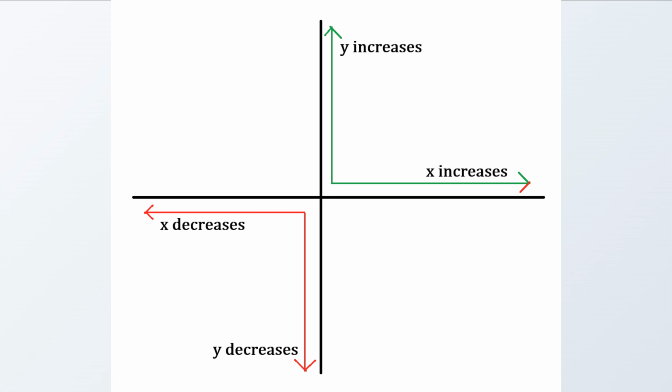Let's think about how the coordinate plane works. As you move up, y values get bigger. As you move down, y values get smaller. Similarly, as you move right, x values increase, and as you move left, x values decrease. This is the key to our intuitive method.